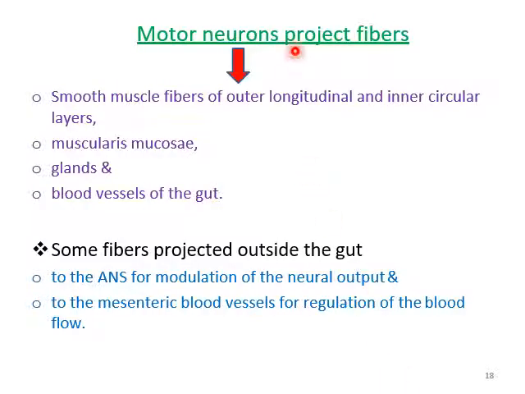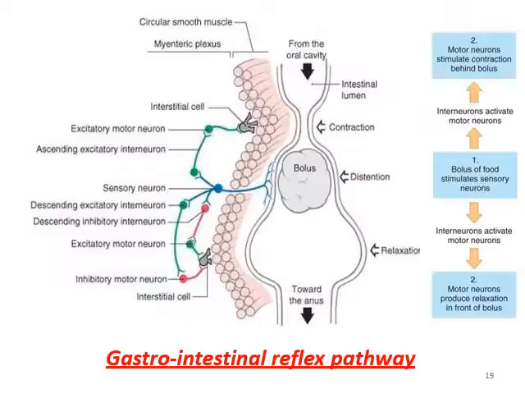So the motor neuron fibers project to all these areas: the smooth muscle, muscularis mucosa, glands, vessels, everywhere. And some fibers even project outside the gut, for example for autonomic nervous system modulation, to the mesenteric blood vessels, or to the regulation of different outflow. Now there are a lot of neurotransmitters released.